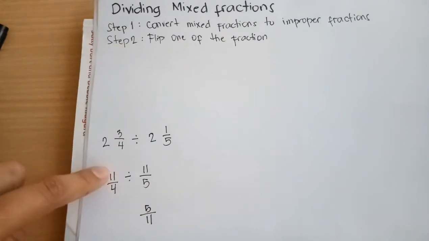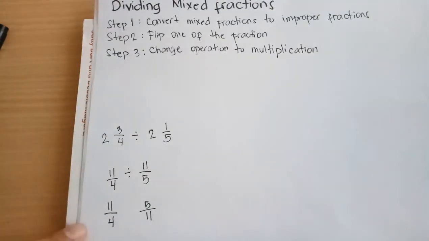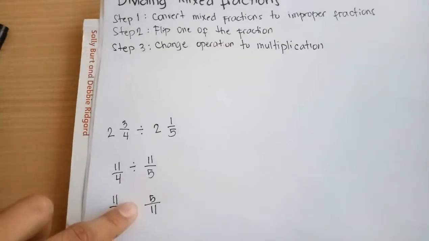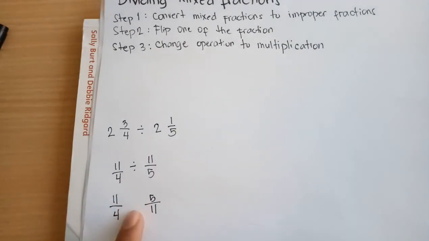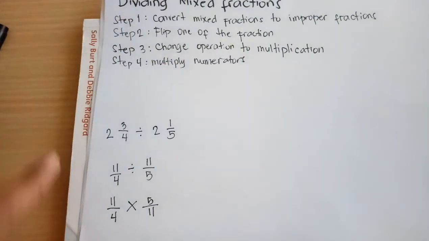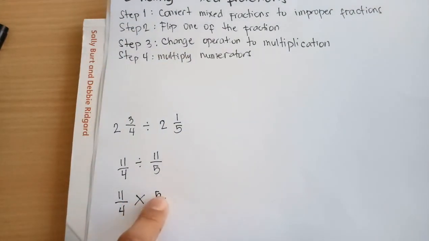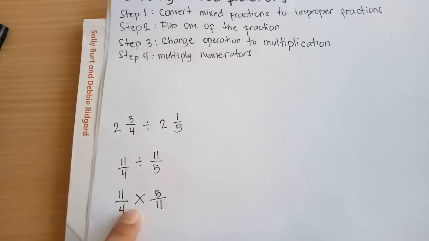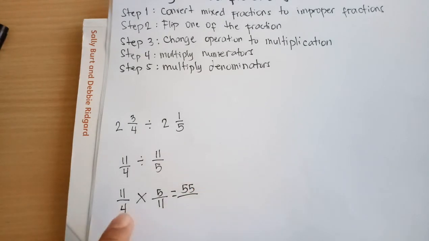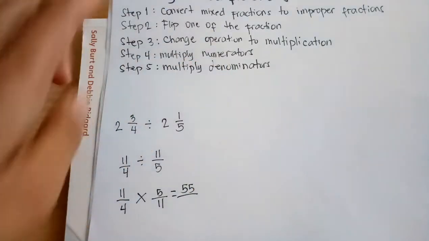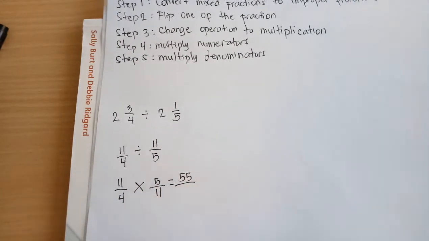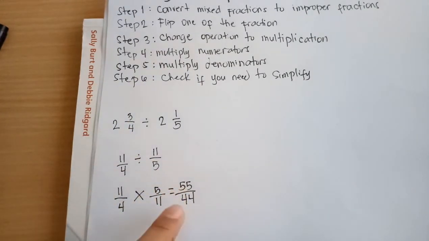Step 2 now. And I'm just going to copy this fraction down here. So I've just copied this fraction down, and so step 3, change operation to multiplication. So I'll just write a times sign here. Now for step 4, we just multiply the numerators. So 11 times 5 equals 55. So I just write 55 here. So step 5, multiply denominators. So we multiply 4 times 11 equals 44. Now we have the answer 55 over 44.